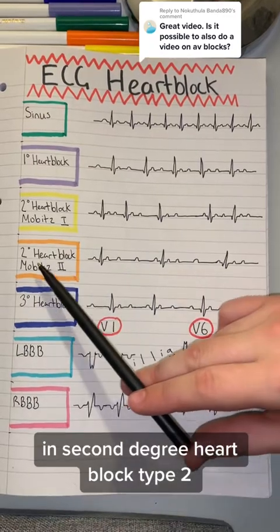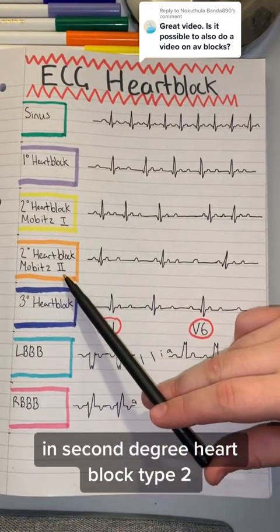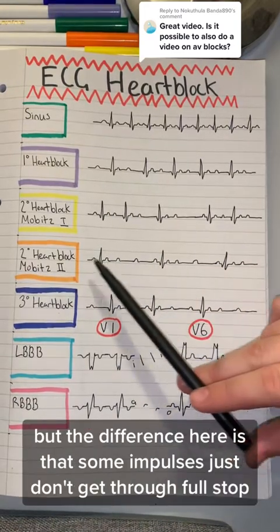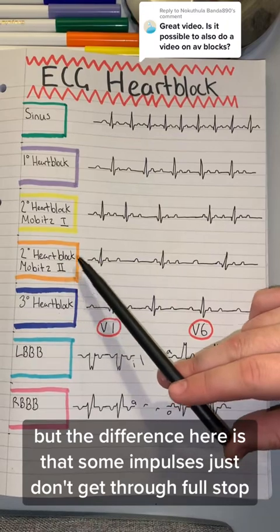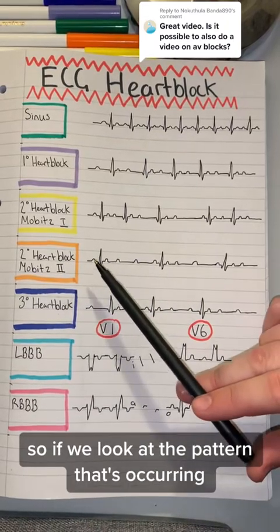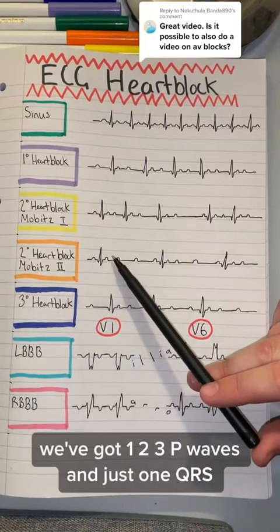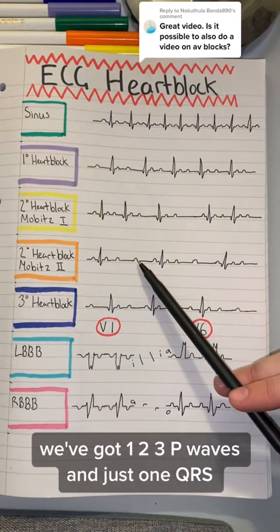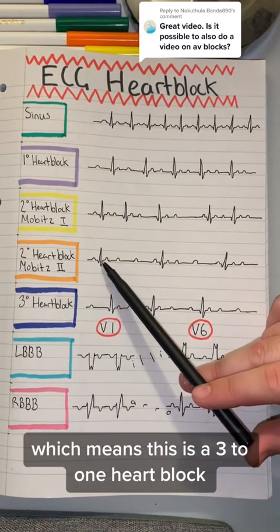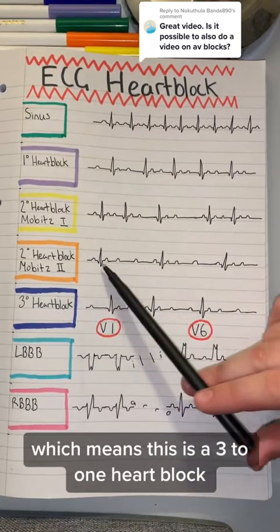In second degree heart block type 2, the PR interval that we were talking about earlier stays the same, but the difference here is that some impulses just don't get through full stop. So if we look at the pattern that's occurring, we've got 1, 2, 3 P waves and just 1 QRS, which means this is a 3 to 1 heart block.